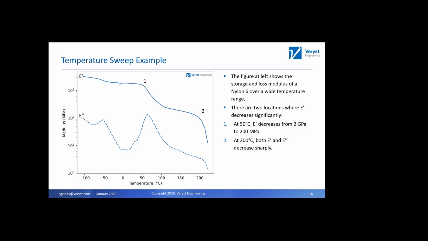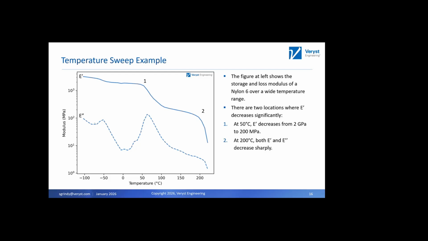This is some example data on a nylon 6. What we've done is measure the storage modulus and the loss modulus as a function of temperature over this wide temperature range. We look all the way down to minus 100 C up to a little bit over 200 degrees C. The storage modulus, which is the solid line here, is roughly equivalent to the Young's modulus. Technically it is not equivalent, but it's close enough for our purposes here.